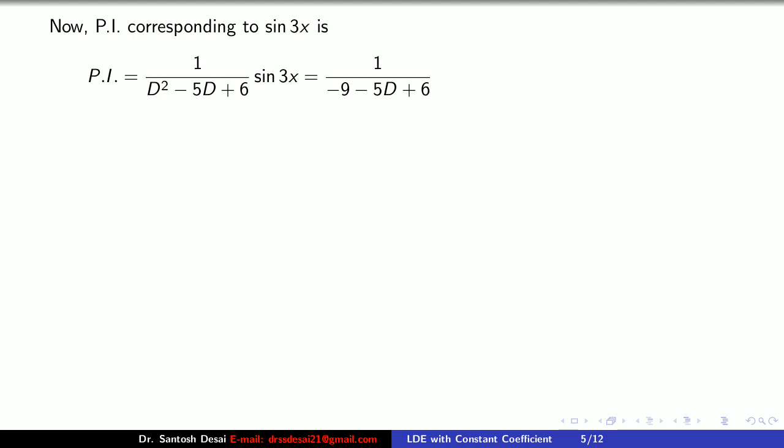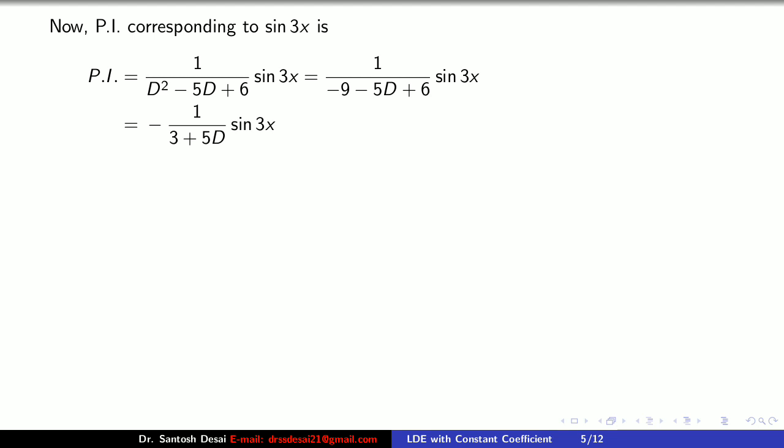So replacing D square by minus 9, we get 1 upon minus 9 minus 5D plus 6 into sin 3x. Now simplifying the denominator, we get minus 1 upon 3 plus 5D into sin 3x. Now you can check here.